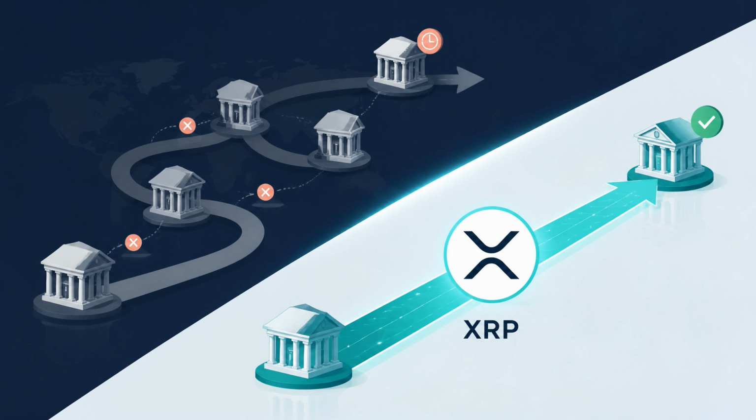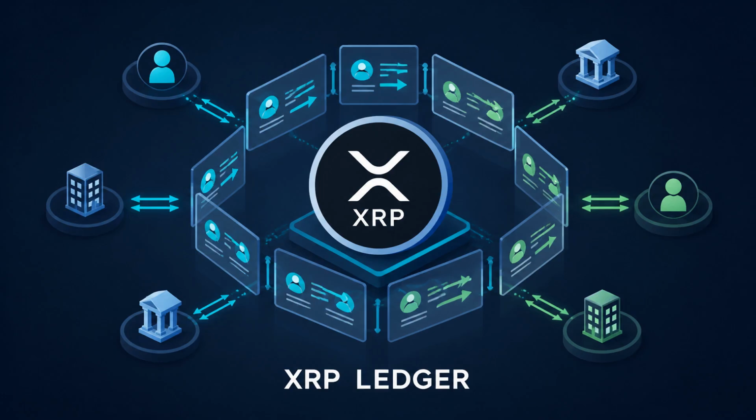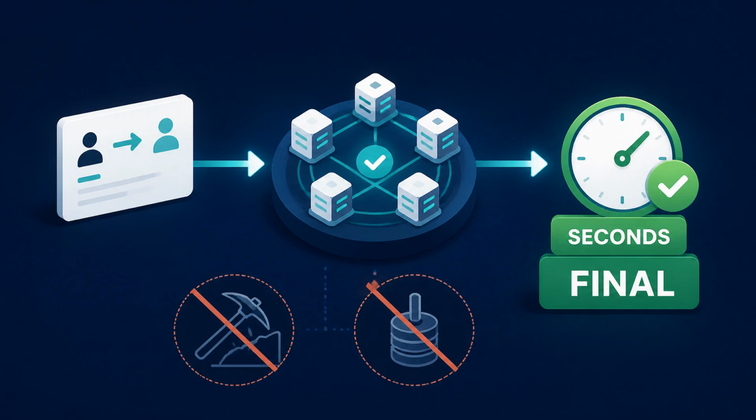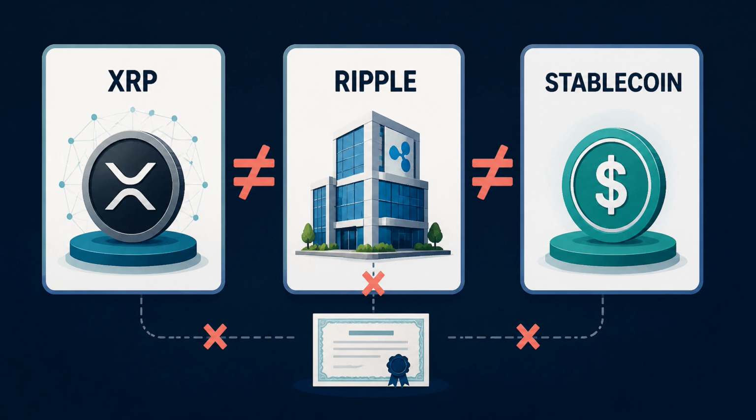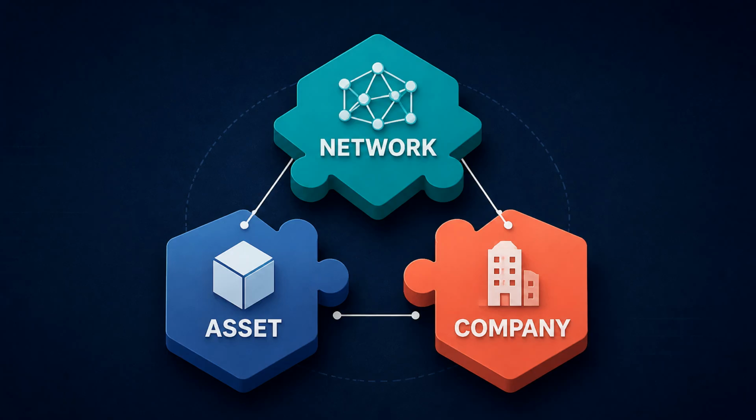So, what is XRP? It is the native digital asset of the XRP Ledger, a public blockchain built primarily for moving and exchanging value quickly. Transactions usually reach finality within seconds, without Bitcoin-style mining or staking validators competing for rewards. But XRP is not Ripple. It is not a stablecoin, and owning it does not give you ownership in Ripple, the company. Those distinctions are essential because three related names often get mixed together.